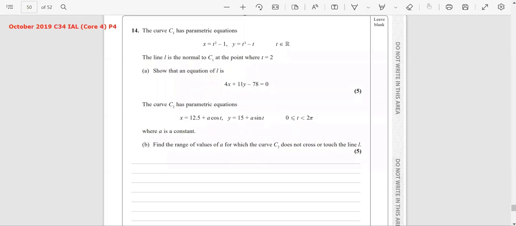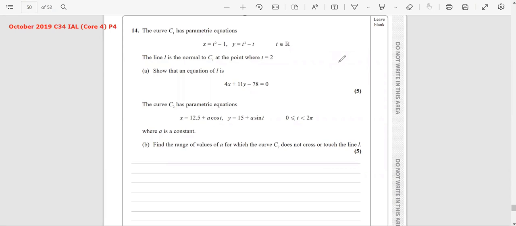Hi, now I'm going to talk about a question for students of pure math for A level, international A level, for A2, pure math 4. This is C34 October 2019, question 14. The question is related to parametric equations.